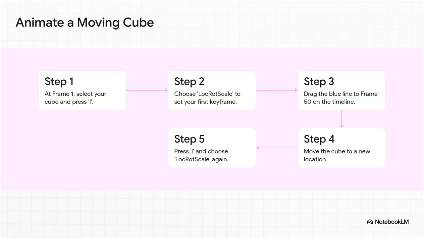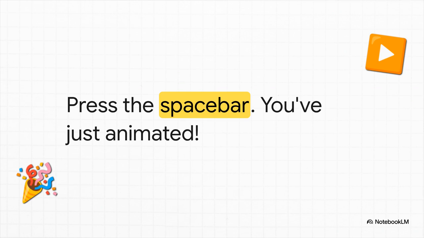That's your first keyframe. Now, just drag that blue line, the playhead, over to, say, frame 50, move your cube somewhere else, anywhere you want, and hit I and Lock Rot Scale one more time. That's it. You've done it. Seriously, go on, hit the spacebar. Look at that, it's moving! You did it! That's animation, it's that simple.